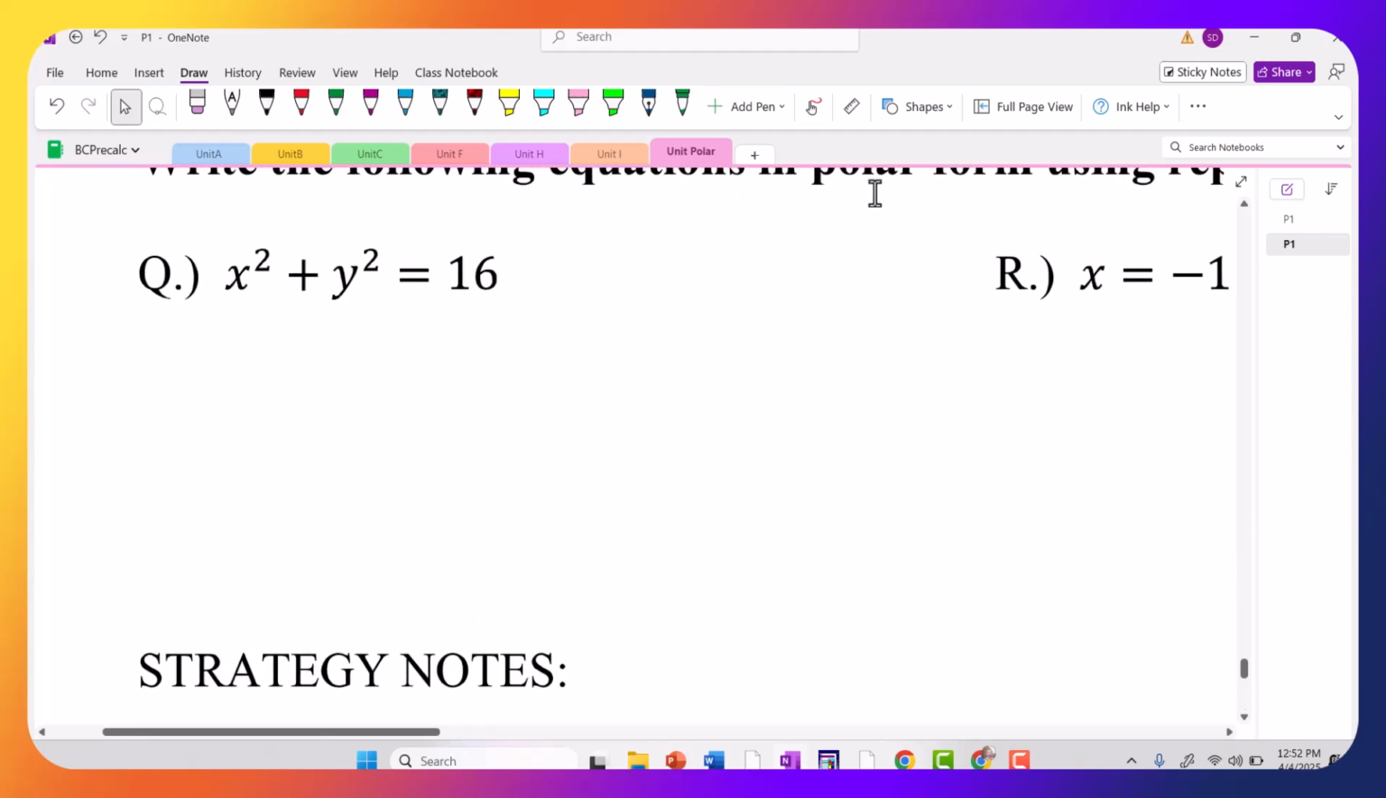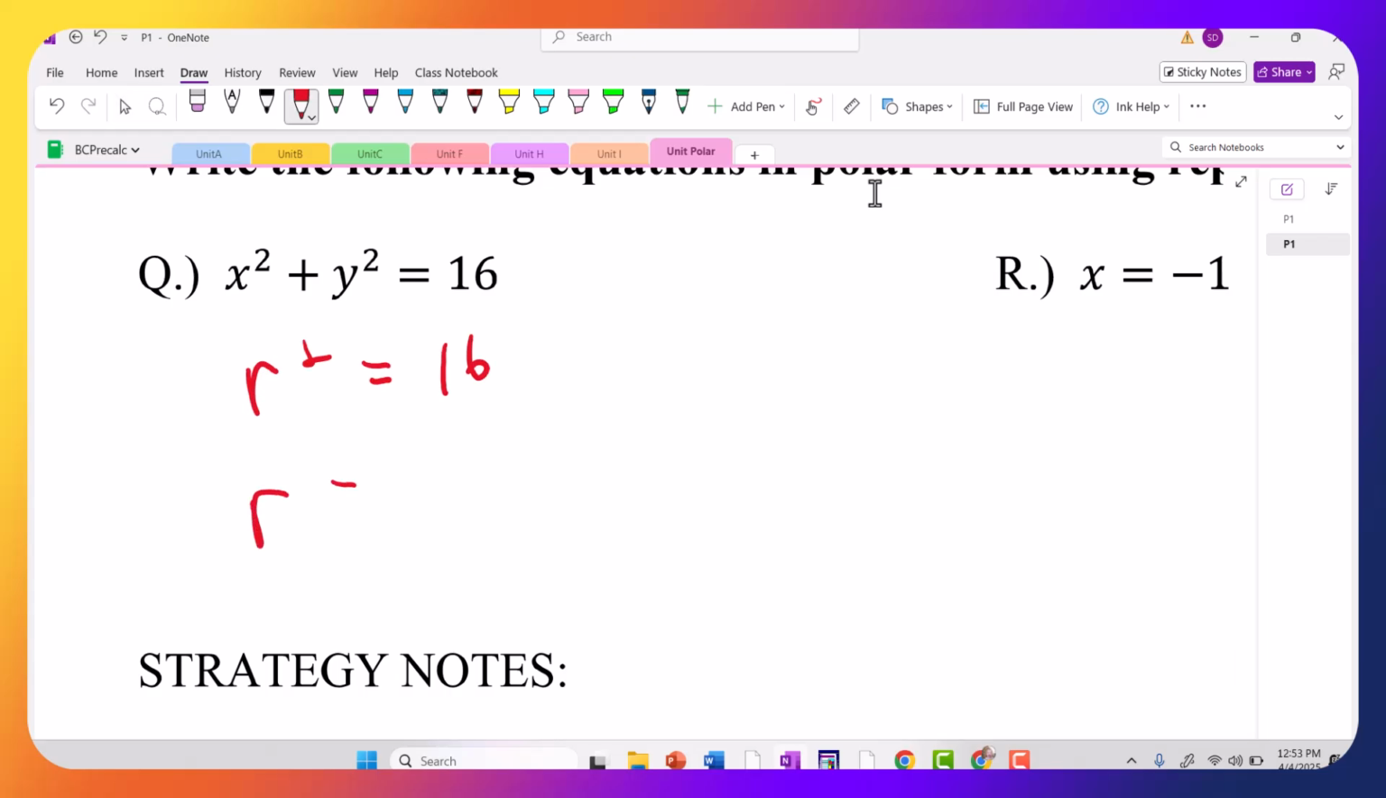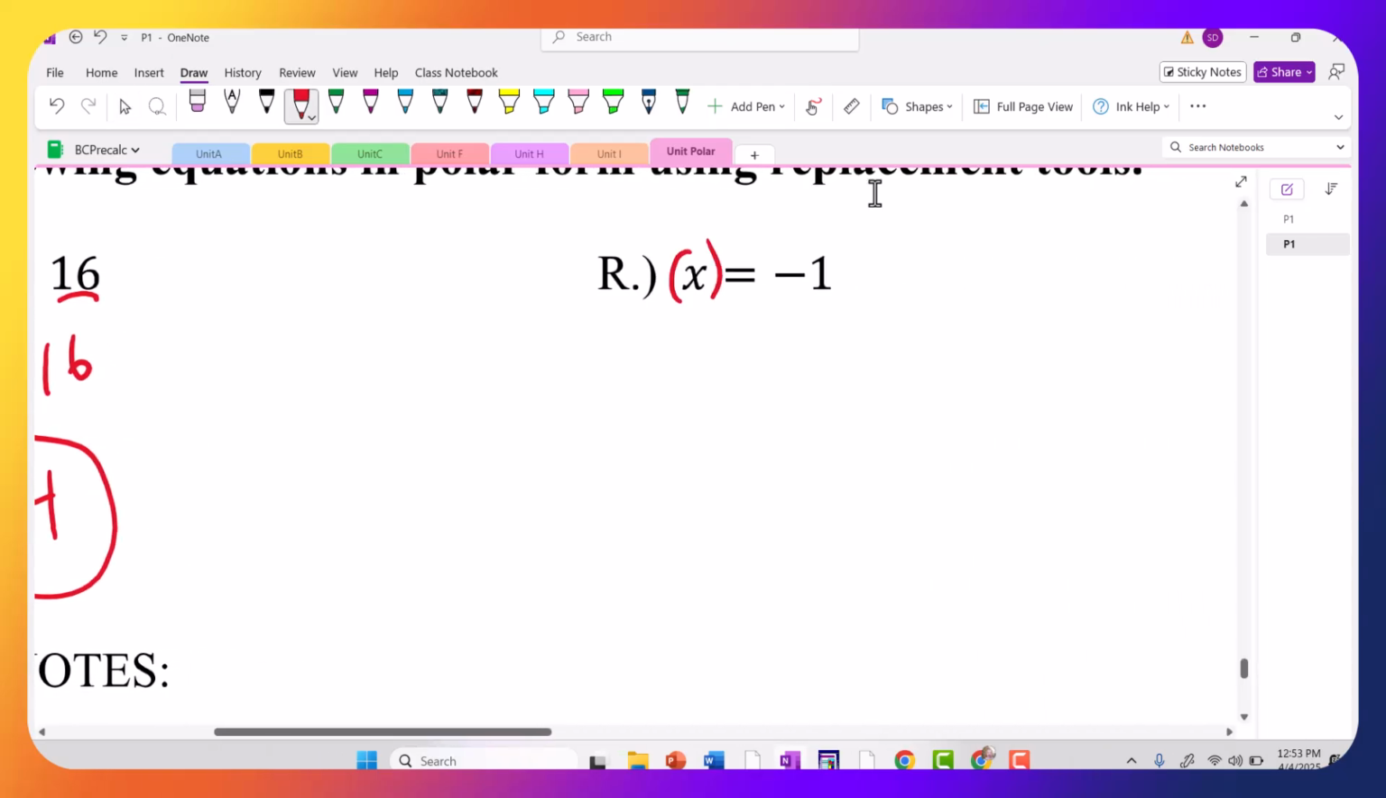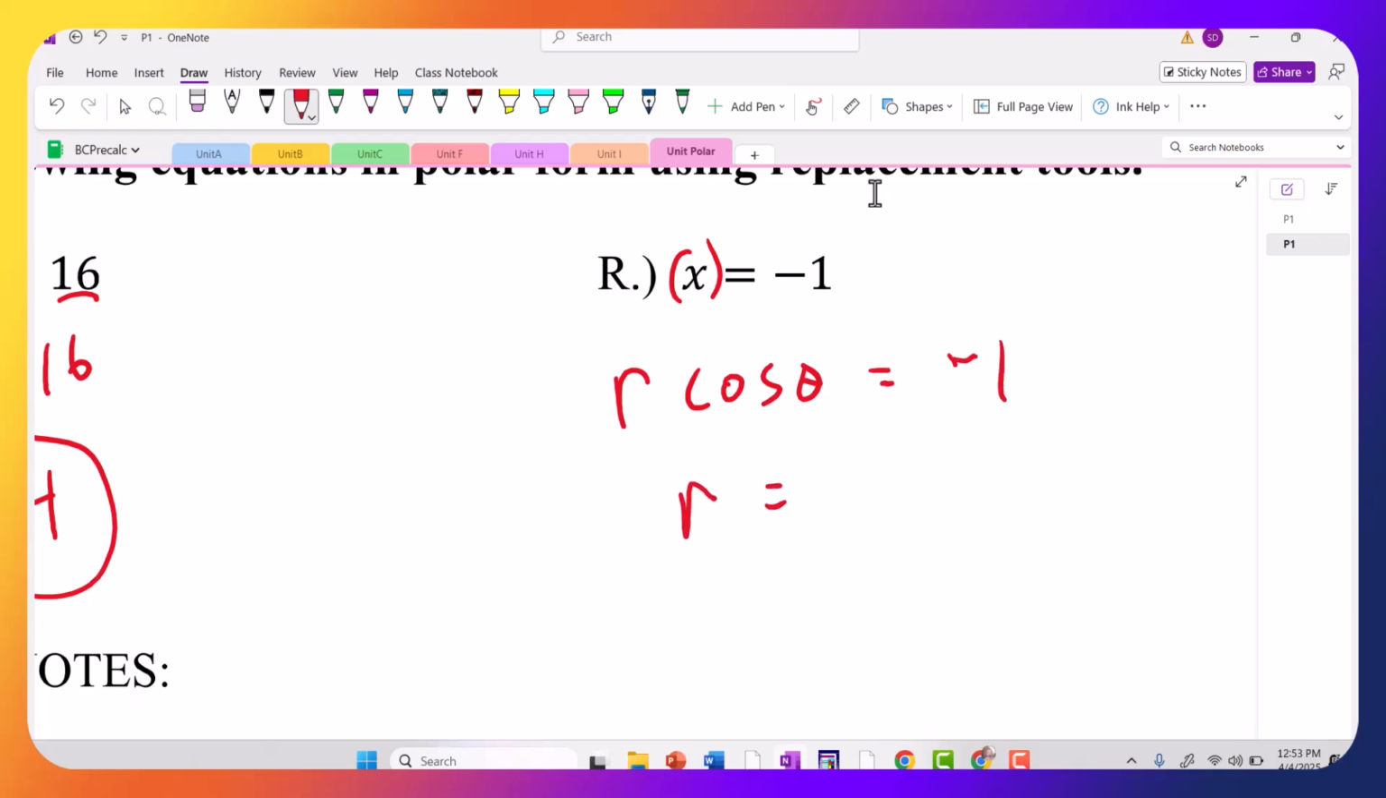Hey, what's x squared plus y squared? R squared. What's 16? 16. All right, and then when you square root that, r equals, I know it's plus minus 4, but negative radii, positive radii, they all create the same thing. What's this going to be a picture of? A circle with radius what? It's 4. So we already know that. But next one, hey, what's x equal to? R cosine theta. And then this is equal to r equals -1 over cosine theta.